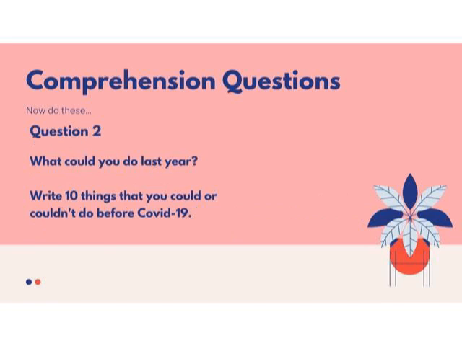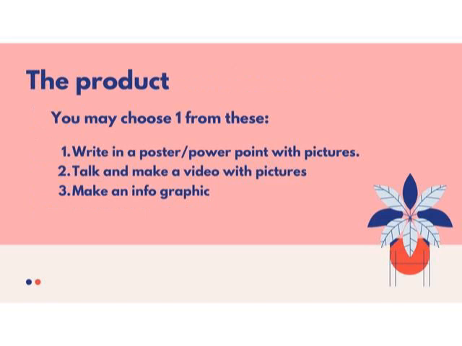Second, what could you do last year? I want you to write 10 things that you could or couldn't do before COVID-19. For the product, you may choose one from these options: either write a poster or a PowerPoint, or you can talk and make a video, or you make an infographic.